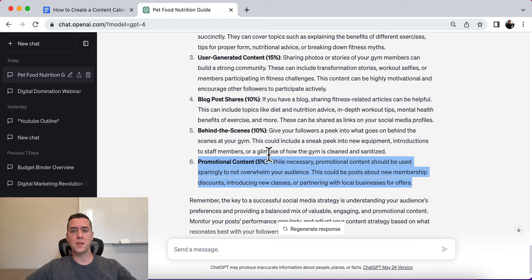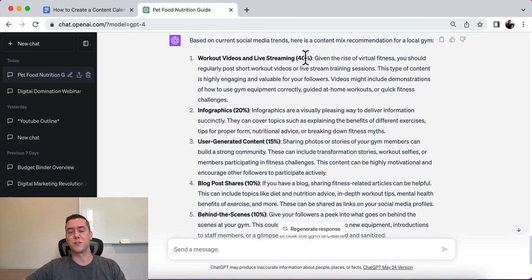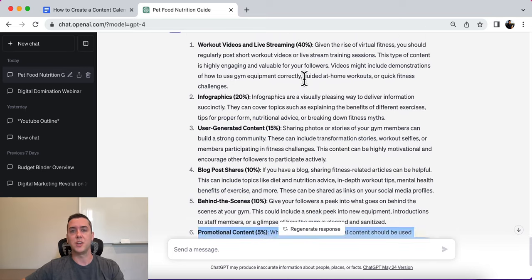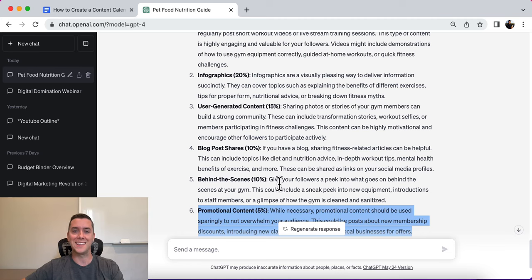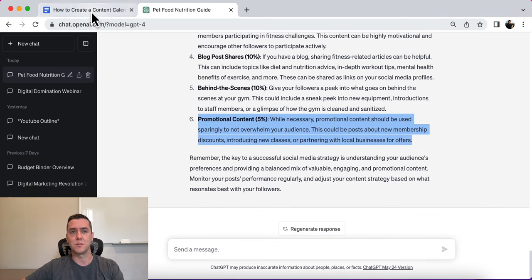So if you're doing the opposite, where it says promotional content 5%, and you put that all the way at the top at 40%, you're going to lose followers. You're going to lose the interest of people, all right? You want to provide value to them in these various different ways, okay?